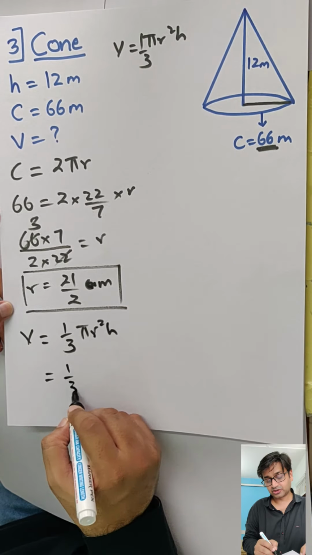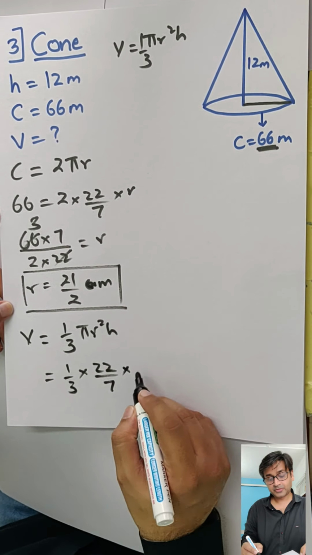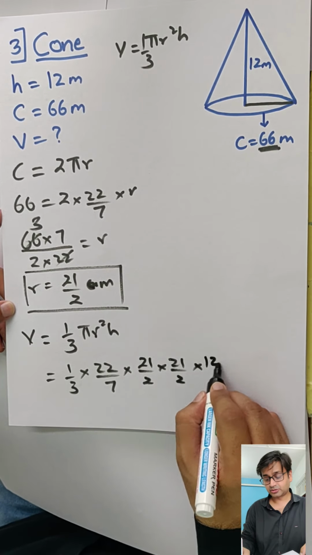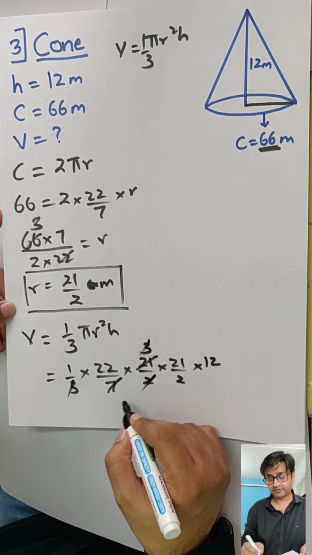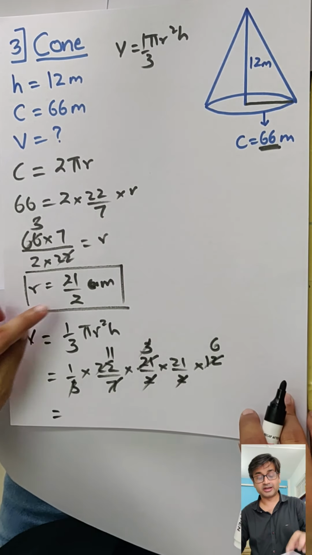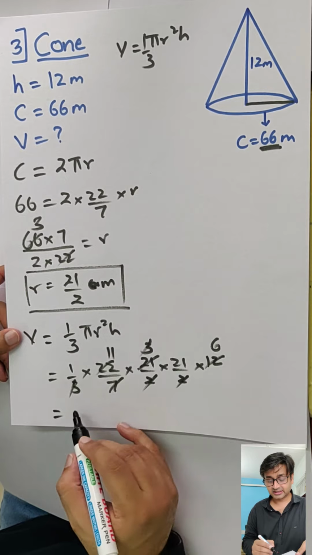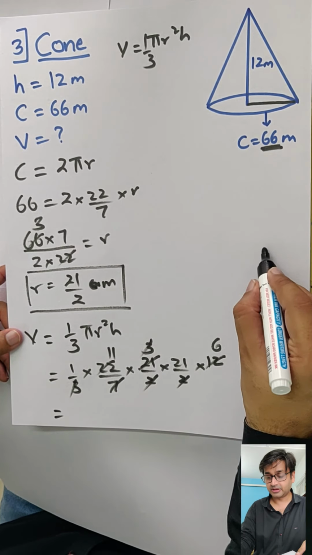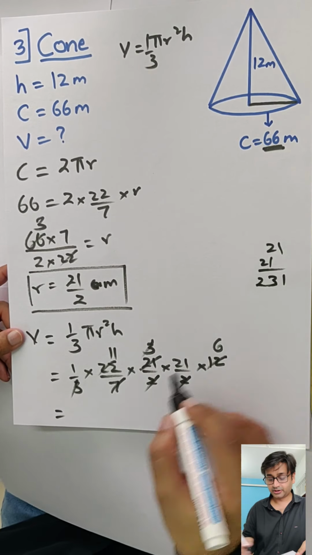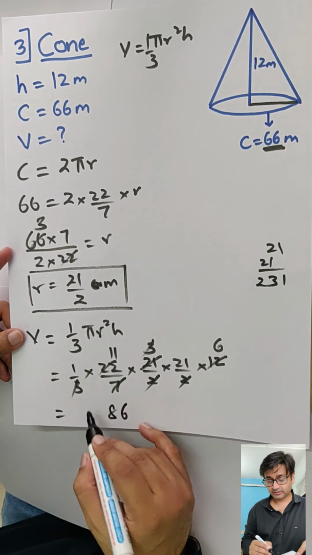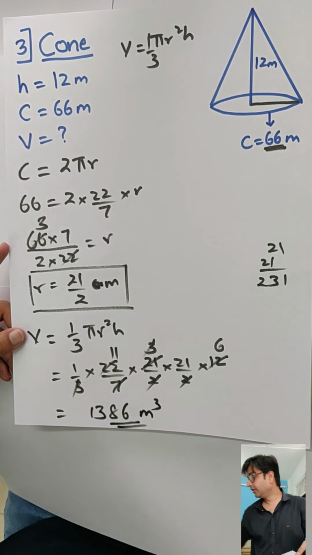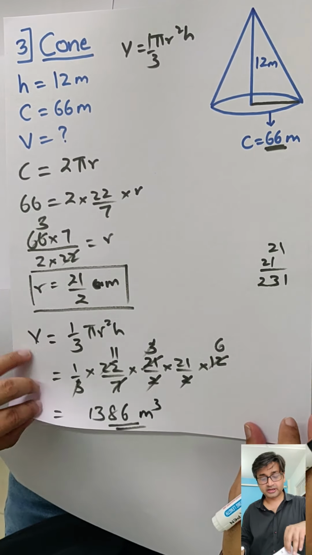1/3 pi r square h. So 1/3 pi. Radius 21 by 2, 21 by 2. And height is 12. 1s are 3s are. See now everything is getting cancelled. So it's taken care of the decimals. Right. So 66 into 21 into 6 may be 11. So 21, 21, 1, 3, 2. So 231 into 6. So 6 3s are 18, 12, 13. 1386 meter cube.